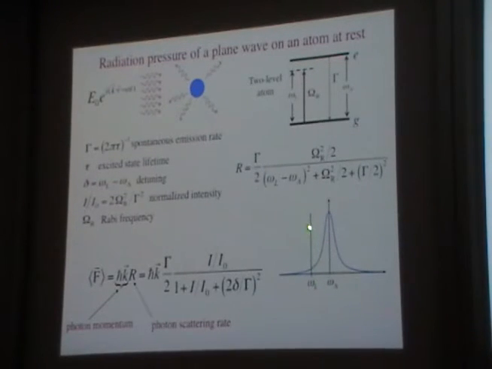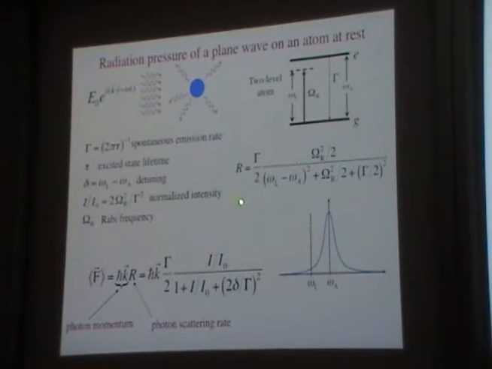So if I have a laser that's off resonance, of course what you find is that the rate of photon absorption is decreased, and exactly on resonance, you find that you get the maximum emission rate, which for low intensity is basically proportional to the spontaneous emission rate.